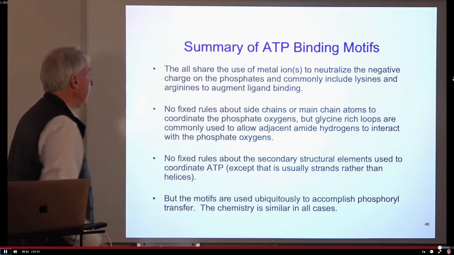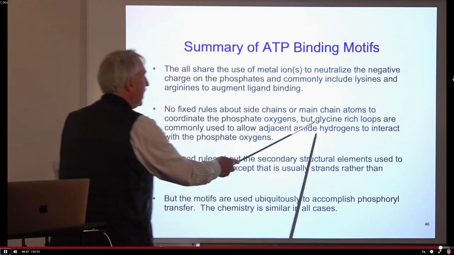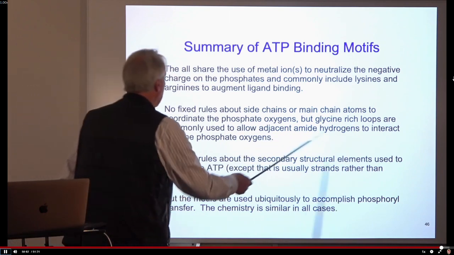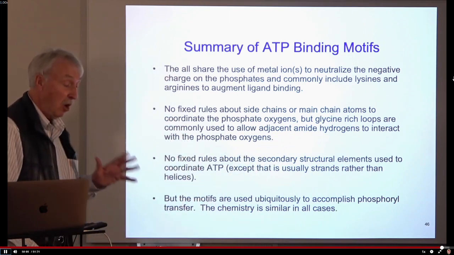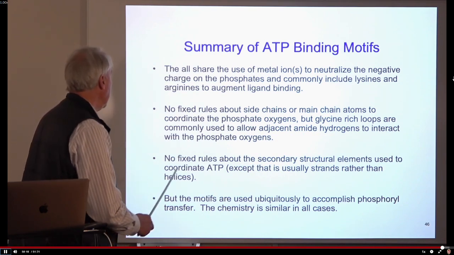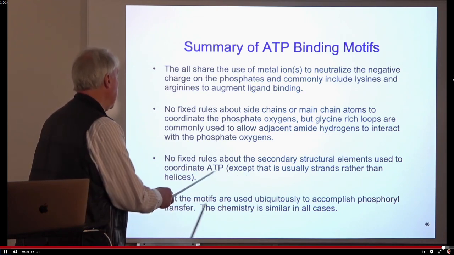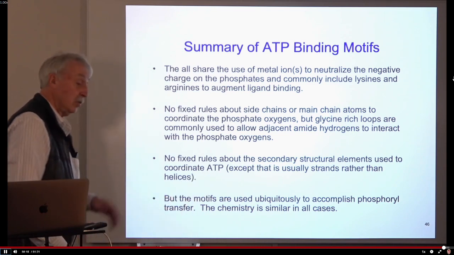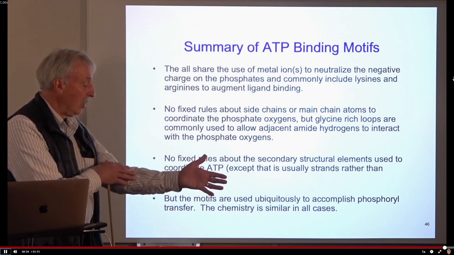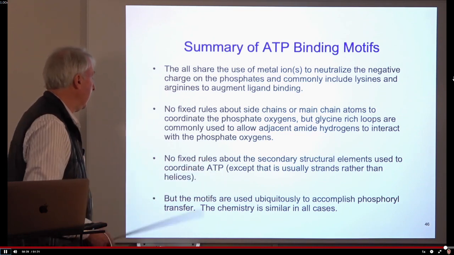There are no fixed rules about the side chains or main chain atoms to coordinate oxygens, excepting that they tend to be glycine rich, and it's to allow adjacent amide hydrogens to interact with phosphate oxygens. That would not be available for any other amino acid except for glycine. No fixed rules about the secondary structural elements, except that they tend to be strands rather than helices, which makes sense if you want to coordinate an extended molecule against a series of amino acid side chains. That is going to be better than an alpha helix.